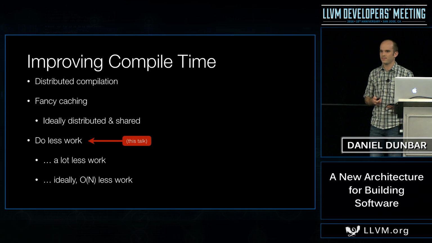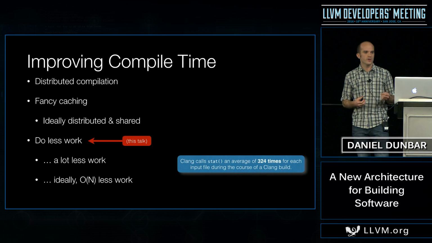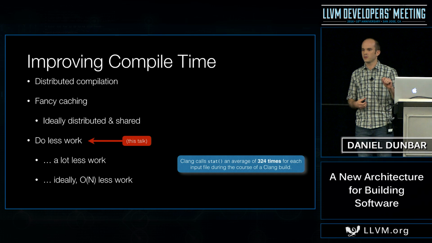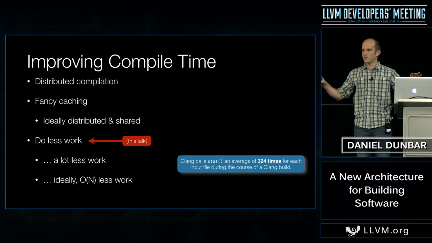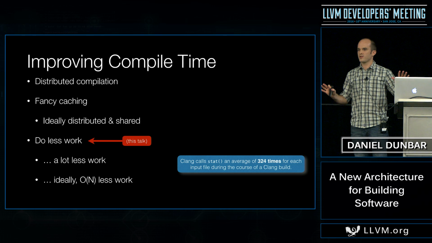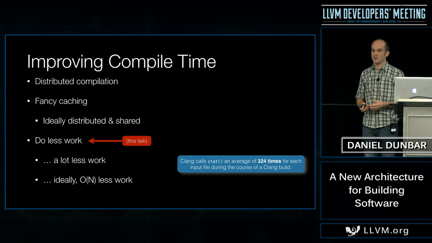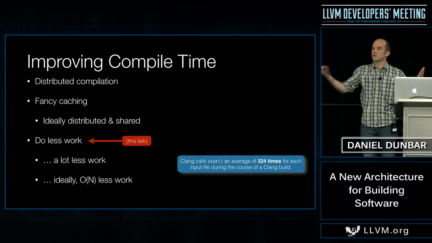Surely we would have already done that. So here's a simple example. Clang calls stat an average of 324 times for each individual input file during its own build. So the same input file across the lifetime of the build, Clang will call stat an average of around 300 times. This makes sense because typically a lot of source files include the same other source files, and those files include the same other source files. So you tend to see a lot of translation units end up including the same stuff.